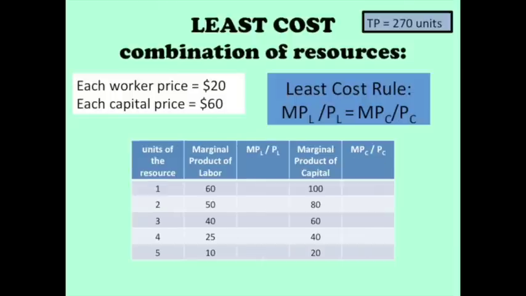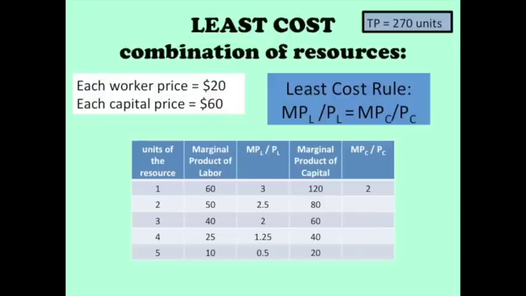The marginal product per dollar of the first worker is 3 units per dollar, since the marginal product is 60 divided by the price of that labor, which is $20. The marginal product per dollar of the first unit of capital is 2 units, since the marginal product of 120 units is divided by the price of the capital, which is $60. Then I fill out the rest of the columns.